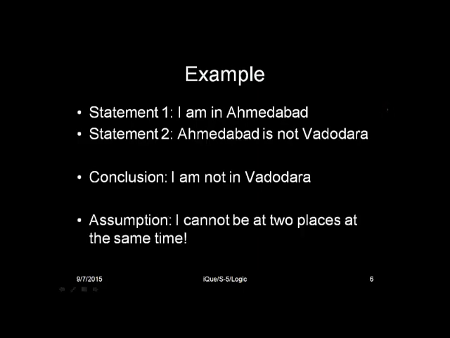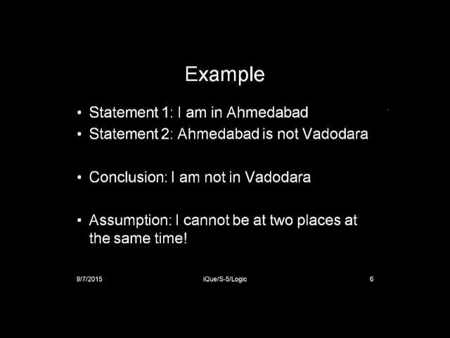Take a look at the assumption that I have made. I'm assuming that I cannot be at 2 places at the same time. Now, you may say that is obvious, that is pretty much true. But my dear friend, that's what an assumption is. It is an unstated fact which has to be true for the given conclusion to be true. Because if it is true that I cannot be at 2 places at the same time, then from the statements I can derive that I am not in Vadodara.